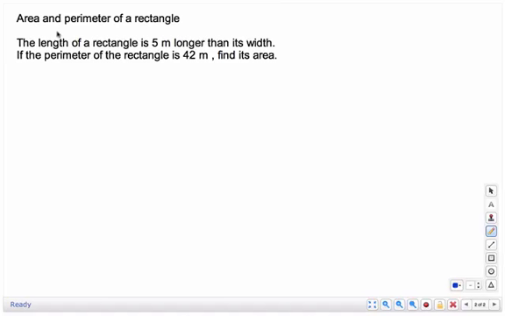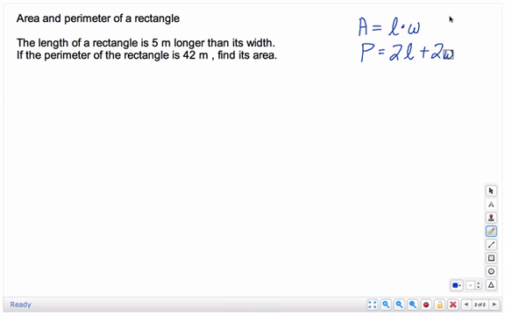All right, in ALEKS, there are some area and perimeter of a rectangle problems. And in these problems, basically, you're going to need to remember the area and perimeter formulas. So area of a rectangle equals the length times its width. And the perimeter equals 2 times the length plus 2 times its width.